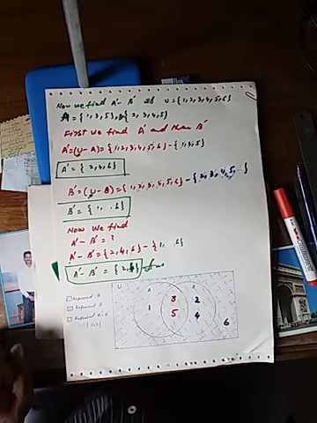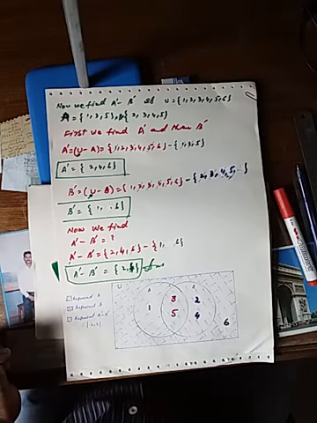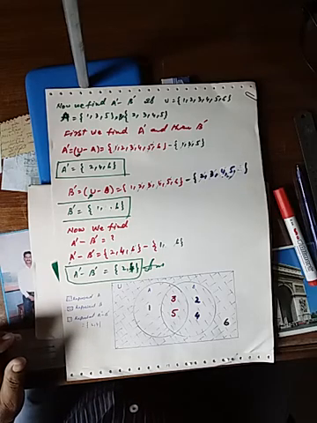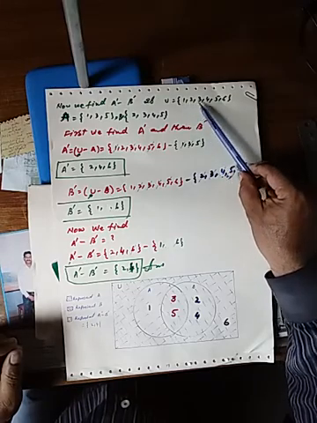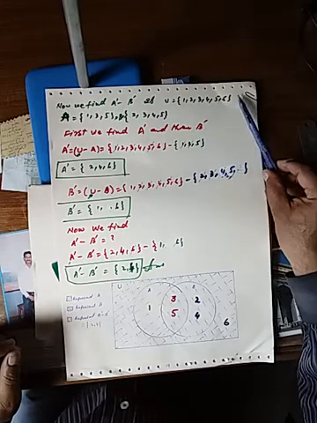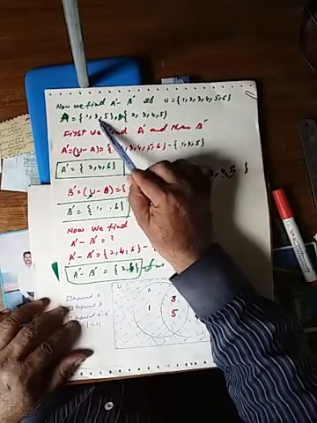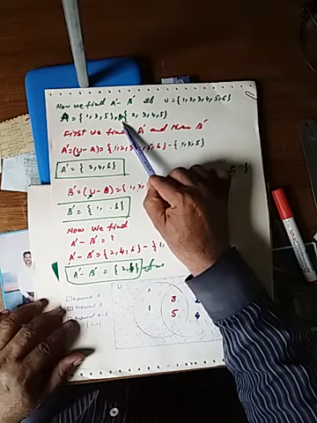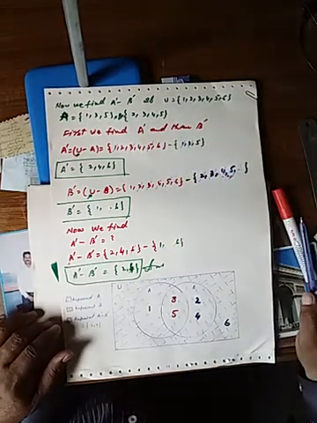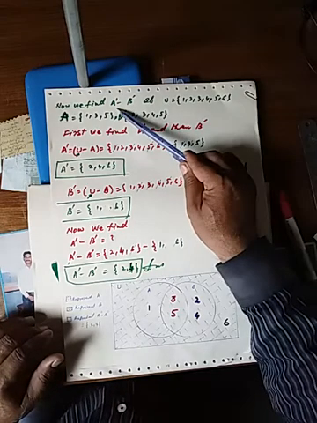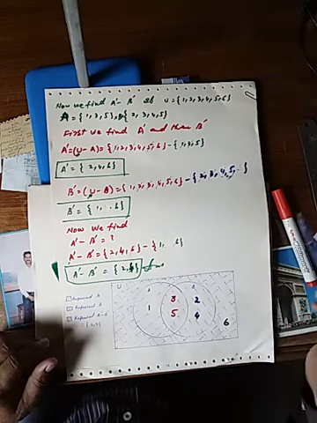Now student, we are finding A complement minus B complement. The universal set is given to you: 1, 2, 3, 4, 5, 6. Set A is given to you, that is 1, 3, 5, and the elements of set B are 2, 3, 4, 5. So we have to find A complement minus B complement, but we don't have A complement and B complement.